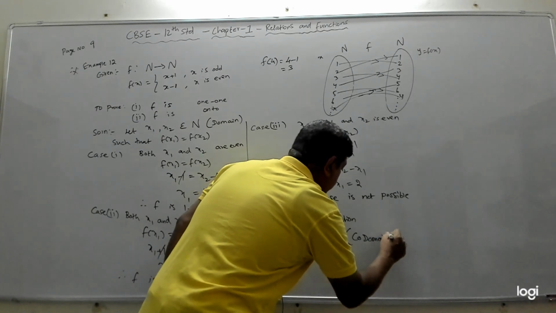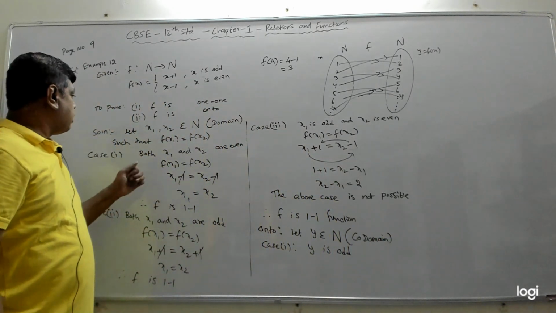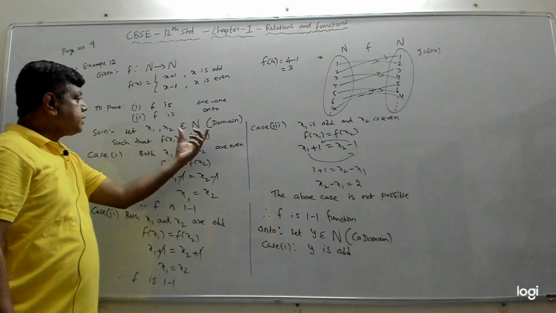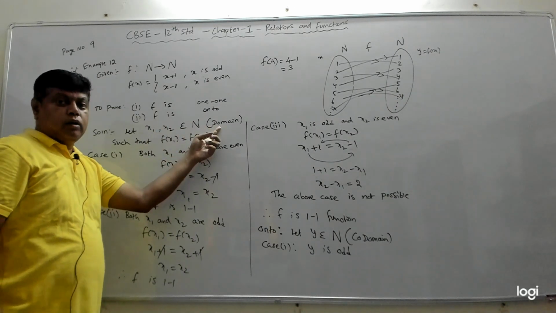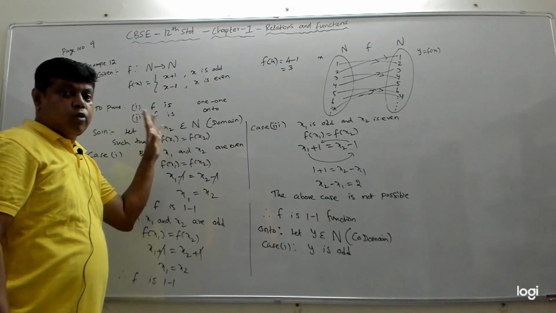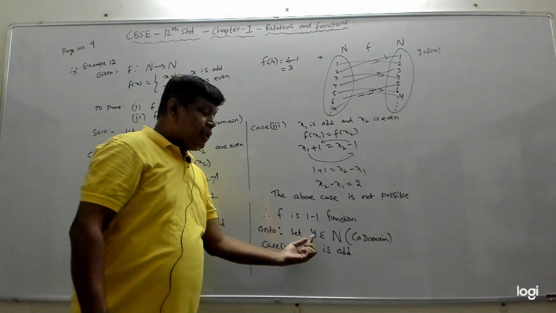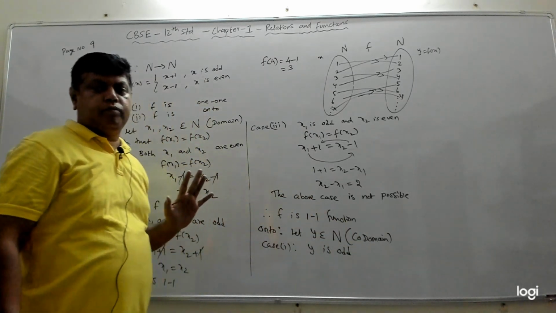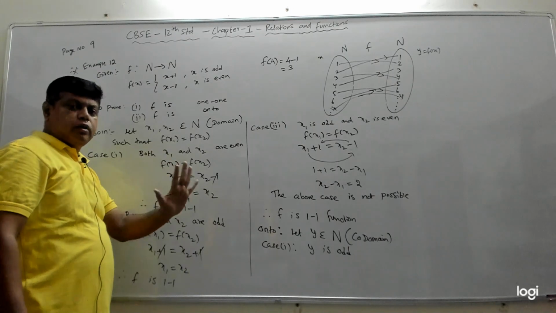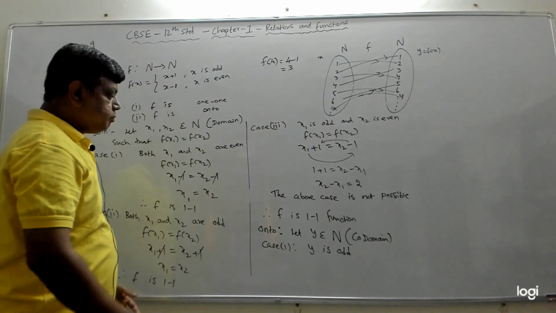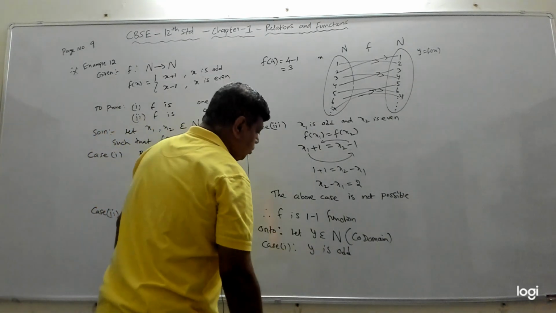See, for one to one, we will always start by taking two elements from the domain. For onto, we'll take only one element, that is from the codomain. For all the problems, this is the rule that we will follow. This is the rule we must follow.